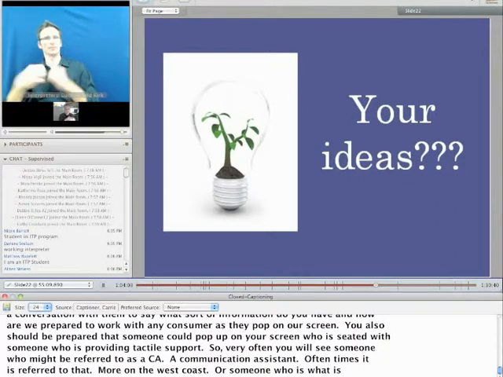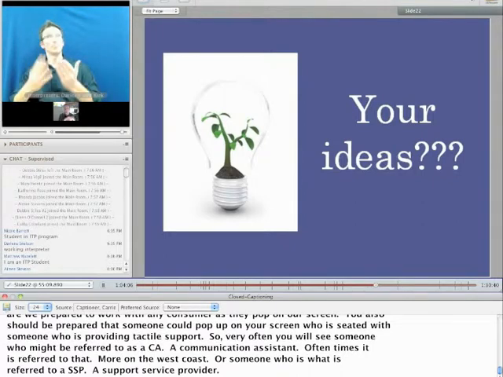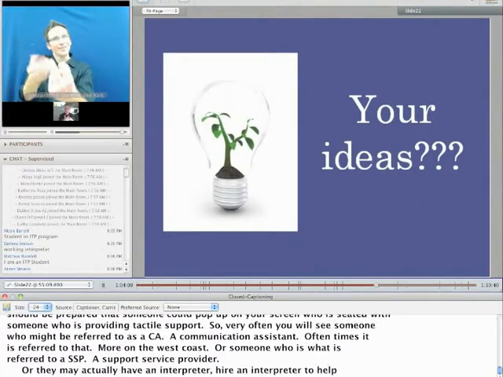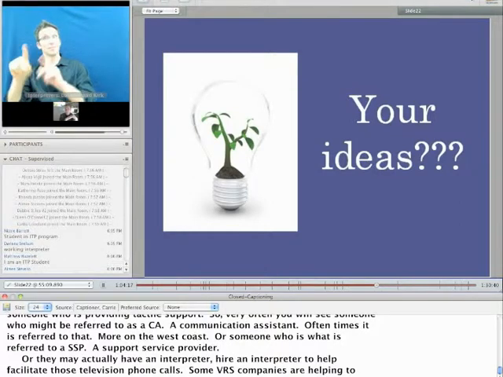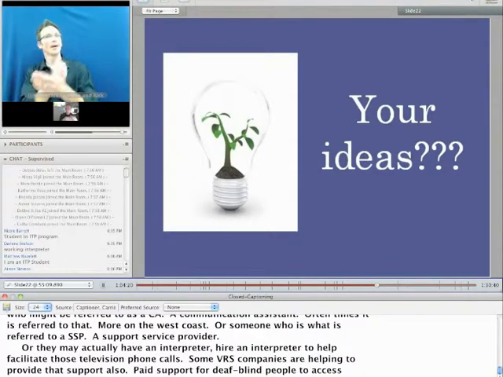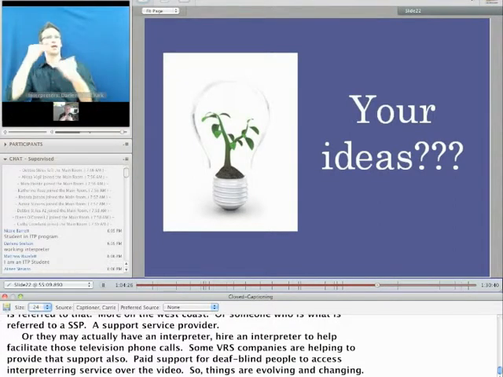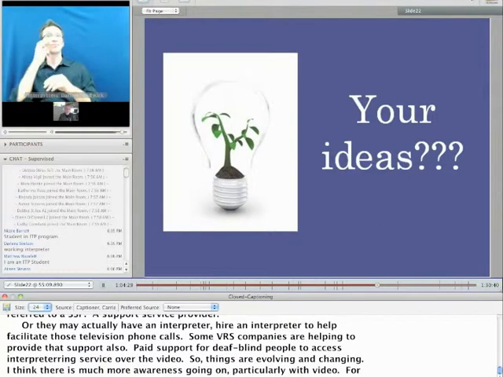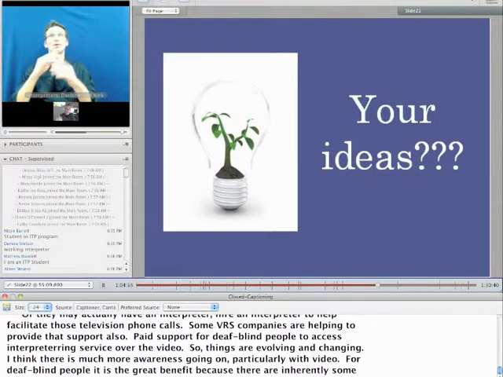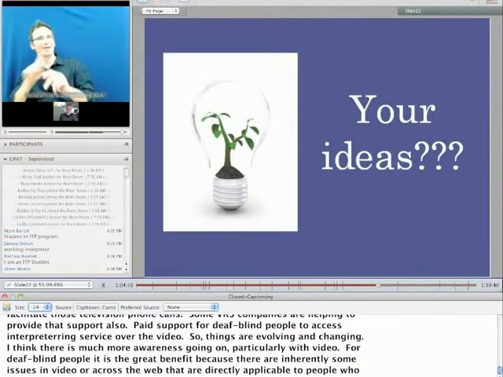Or they may actually have an interpreter, hired an interpreter to help facilitate those telephone calls. And some VRS companies are helping provide that support also, paid support for deafblind people to access interpreting services over the video. So definitely things are evolving, things are changing. I think there's much more awareness going on, particularly with video. And I think for deafblind people, again, it's the great benefit just because there are inherently some issues in video or across the web that are directly applicable to people who are deafblind. So it's kind of ironic. So that was kind of a long answer to that question. I hope that that information was helpful to you, Judy.